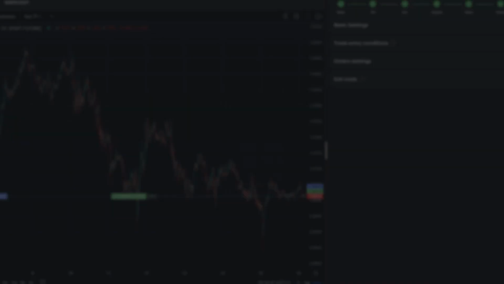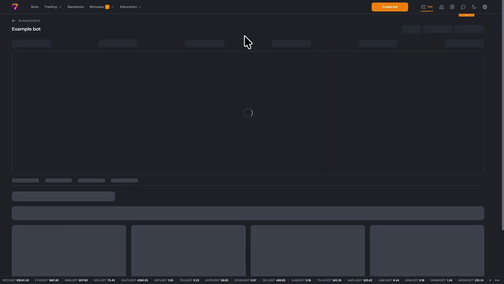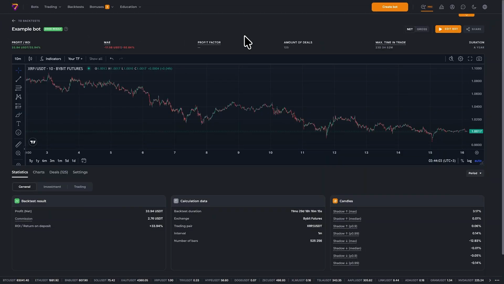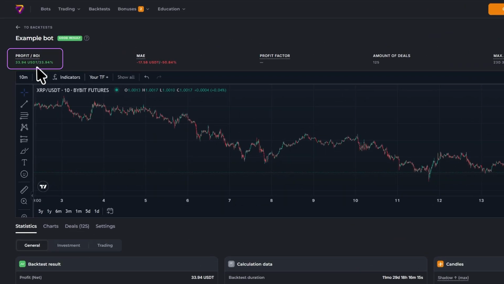Hit Test. We'll select a 1-year period and click Confirm. Here are the backtest results. Right under the bot's name are 6 key metrics in the header: profit and ROI. In our example, the net profit is almost $34, which gives us roughly a 34% return on investment.